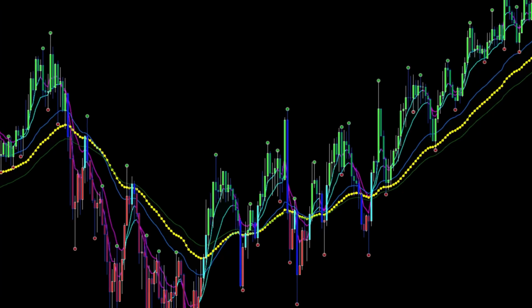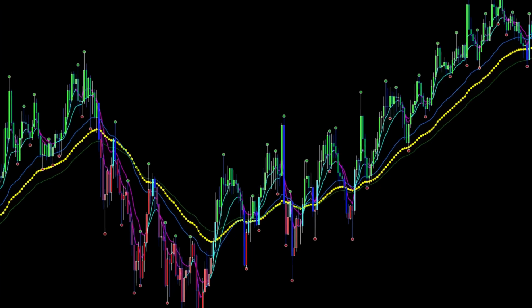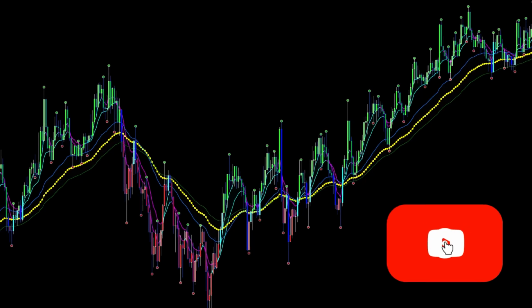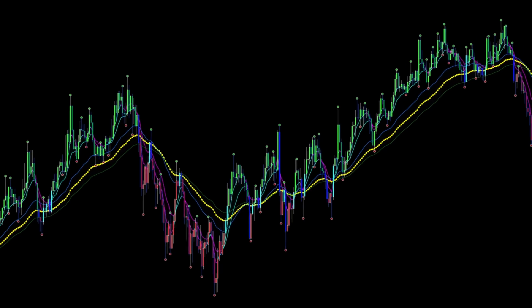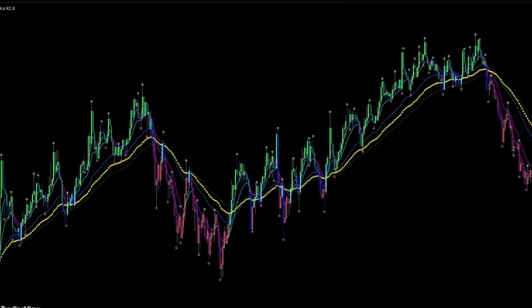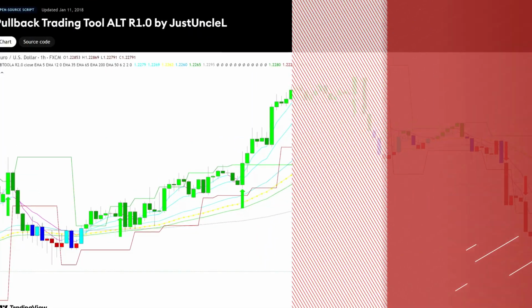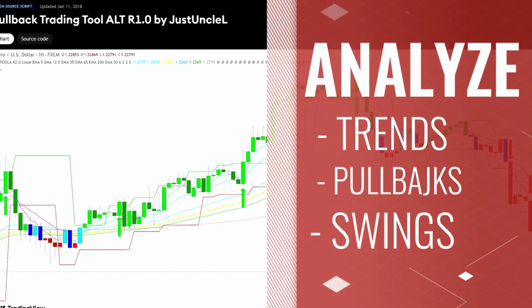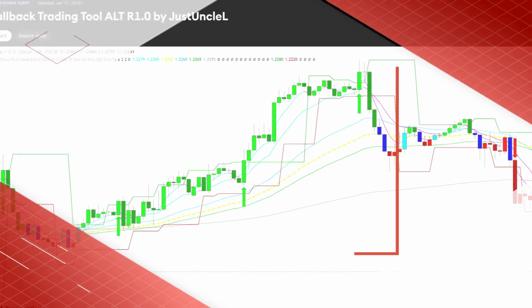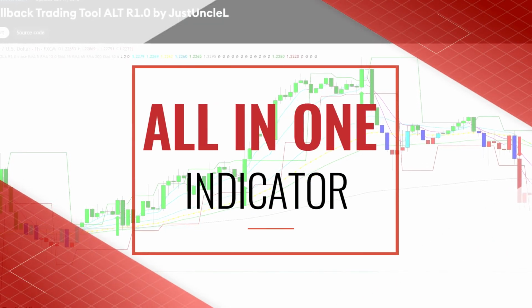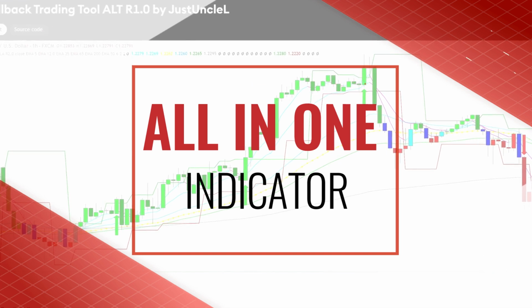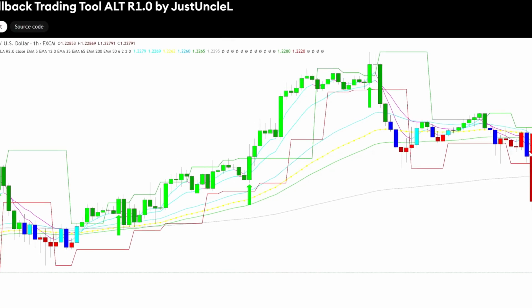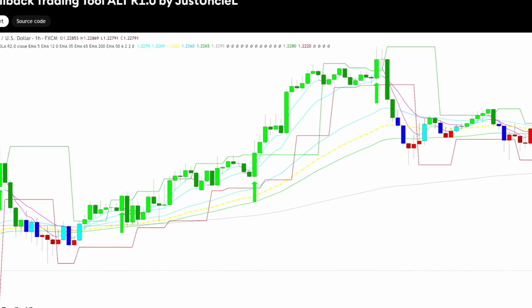Okay, so this pullback trading tool we're talking about is pretty slick. It's like a multi-tool for traders because it combines a bunch of different indicators that you would normally use separately to analyze trends, pullbacks, swings, even reversals, all in one convenient package. Think of it as your one-stop shop for market analysis. Instead of juggling multiple charts and indicators, it's all right there.